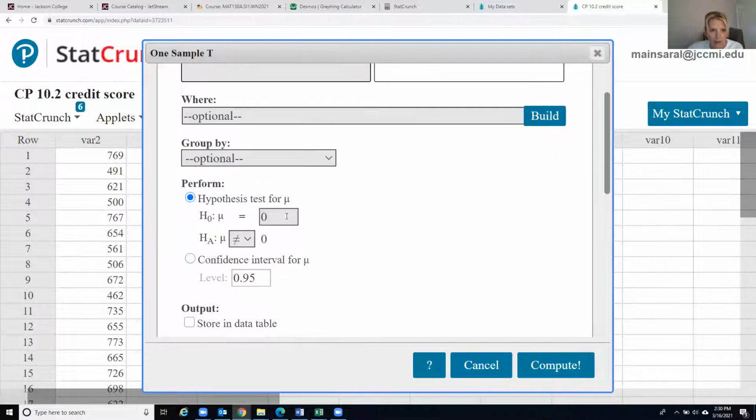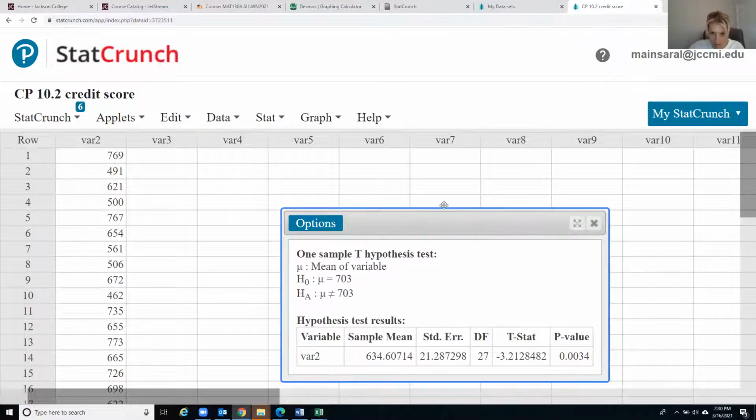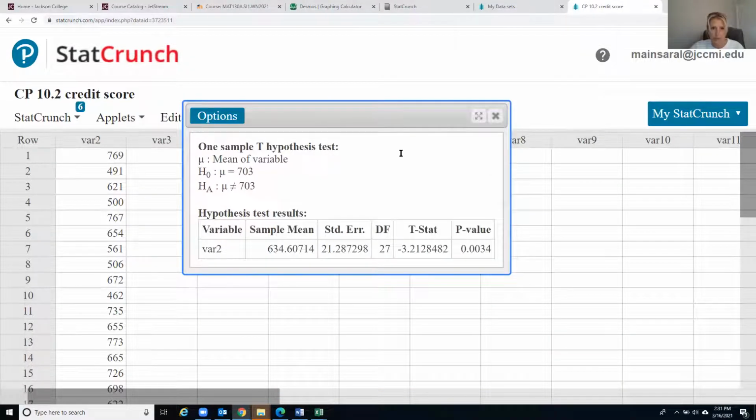And then our hypothesis: we said we think the credit score should be 703, but the researcher thinks it's not equal to 703. So we're going to hit compute, and there is our output.